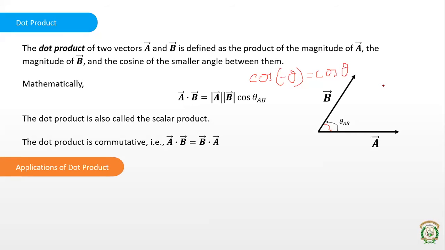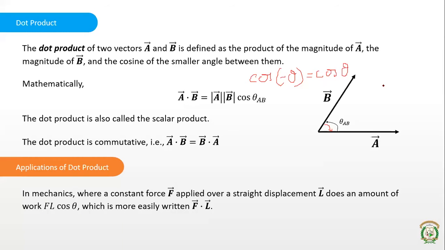Okay. So where do you use this dot product? Why are we going to study this dot product in field theory or electromagnetics? One thing is to find the work done by applying a force. When you apply a constant force F over a displacement L, if you treat vector F as the force and displacement as L, then the work done is the product of force and L, F dot L.